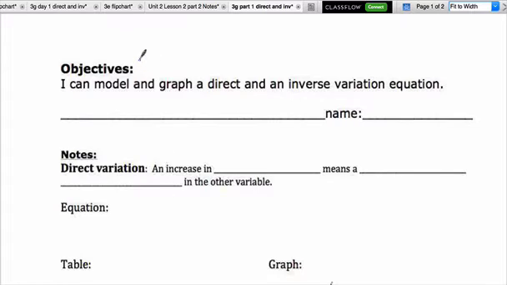Okay, here we go. This is objective 3G, part 1. We're going to have a 3G part 2 later on. Okay, I can model and graph a direct and an inverse variation equation.